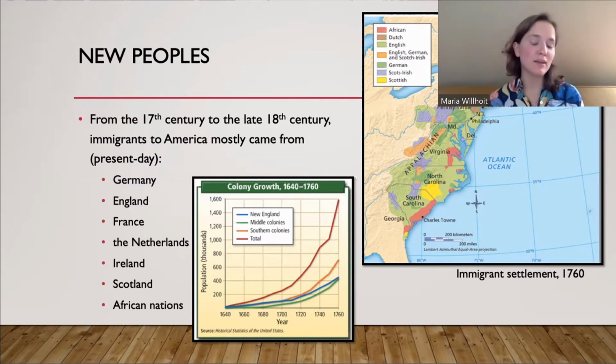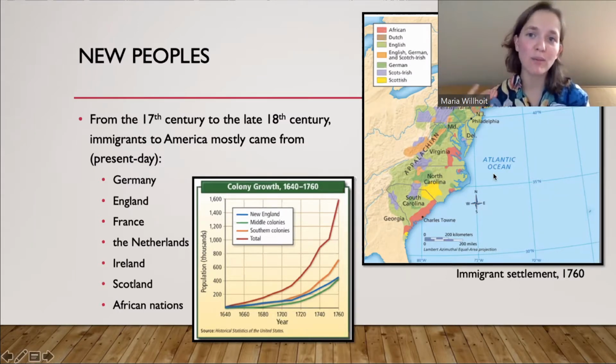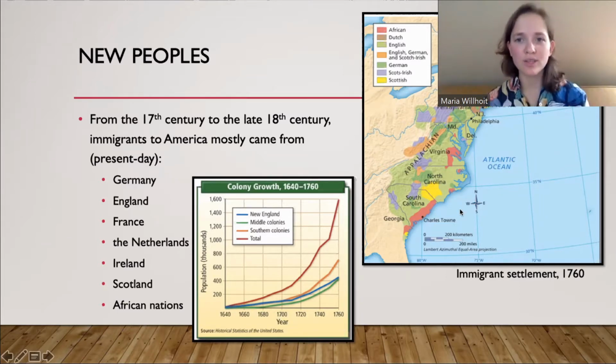Scottish, again, and many of these Scottish and Scots Irish are Protestant. And of course, African nations, people who were forced to come to America. And this is just a picture, just so you know, by 1760, this is kind of like what America looks like with its immigrant populations. So it's pretty diverse, but as you can see, the majority, or maybe even half of the people, come from England. The green right here is the British, or I should say the English, excuse me.